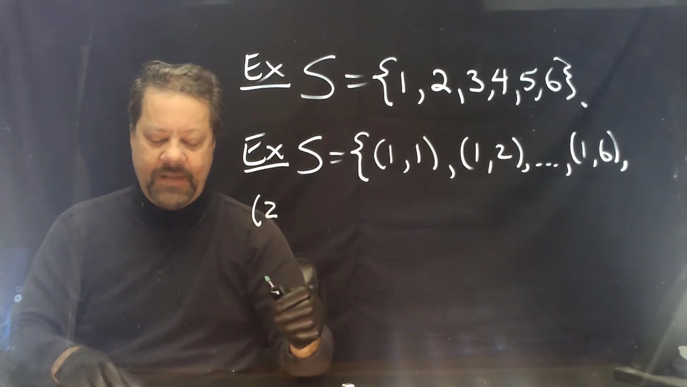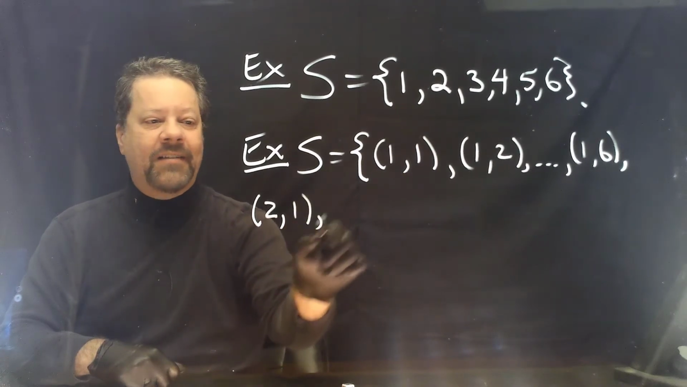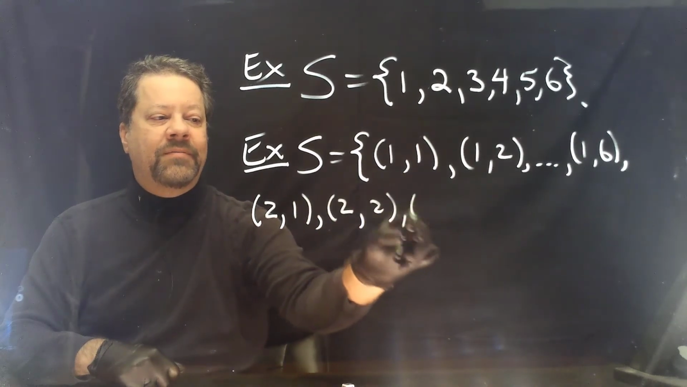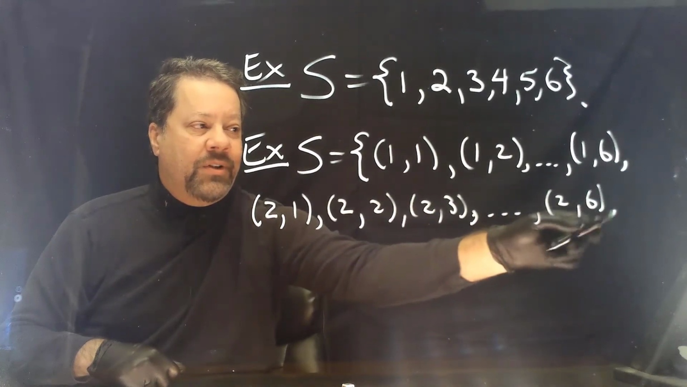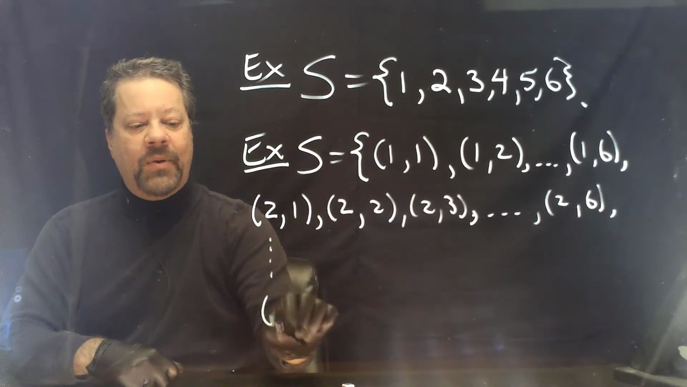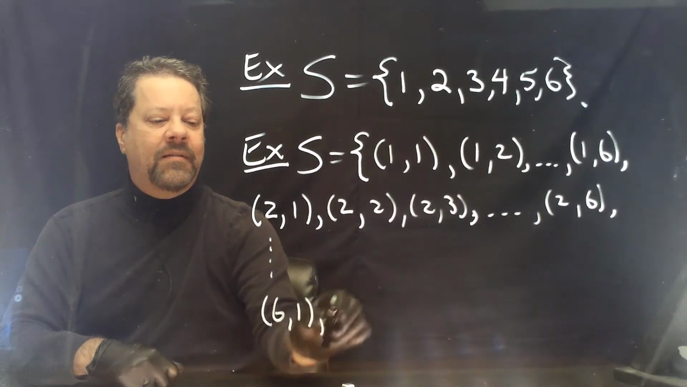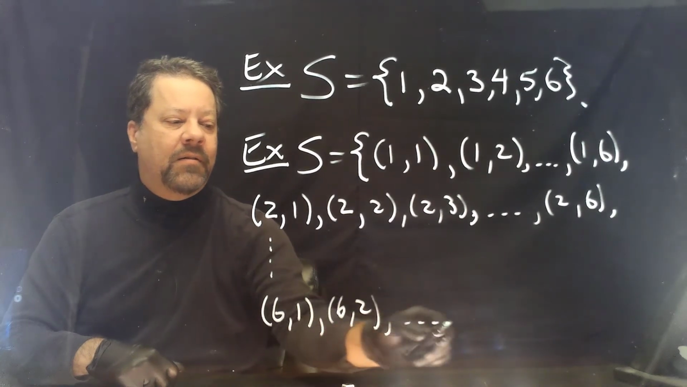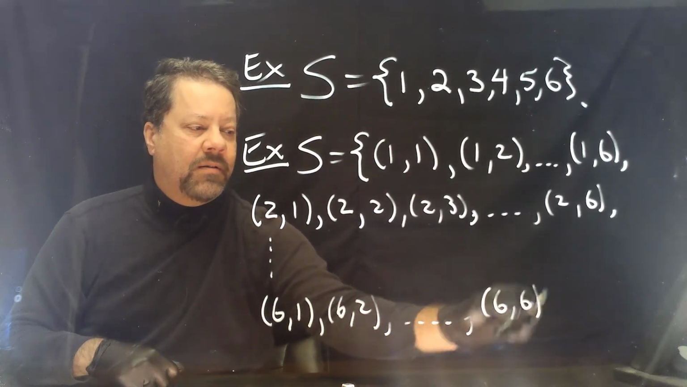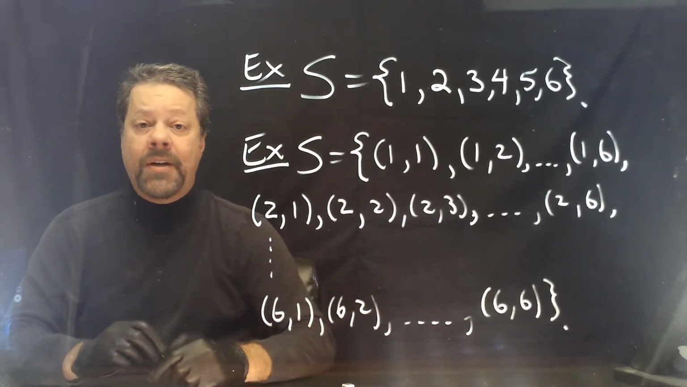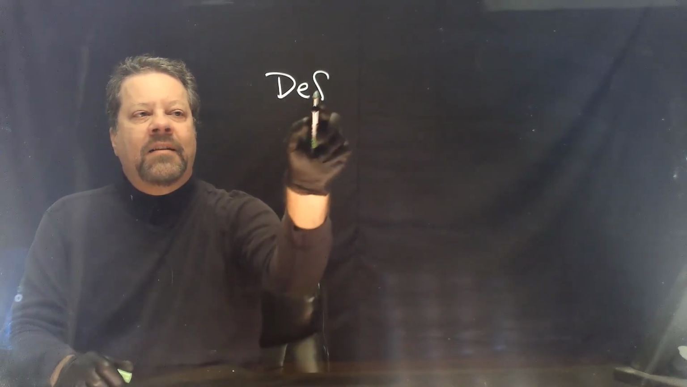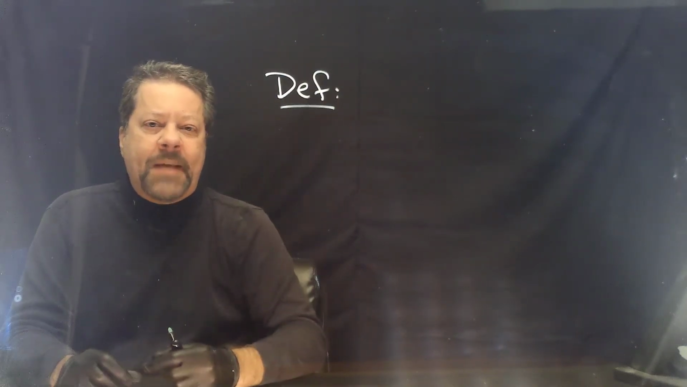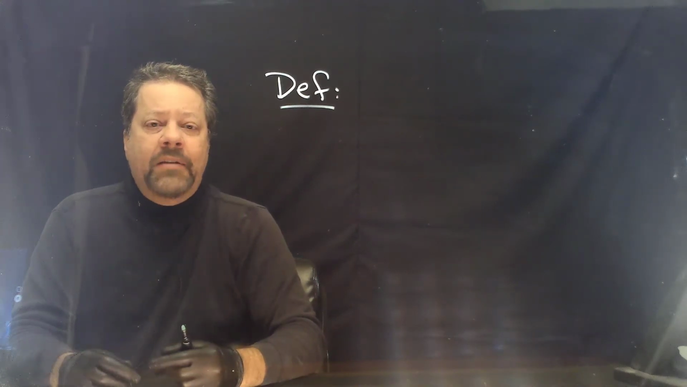A 2 on the first die and a 1 on the second die. A 2 and a 2. A 2 and a 3. All the way out to 2 and 6. And you can see we can keep going until we have these 36 possibilities. A single element from a sample space is called a sample point, or sometimes a simple event.